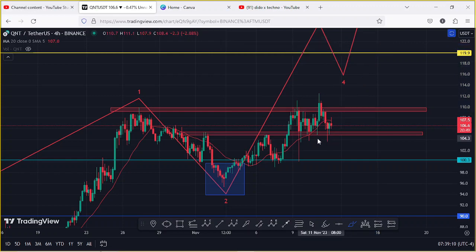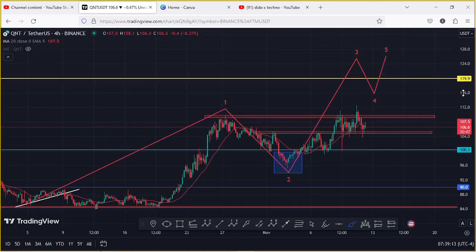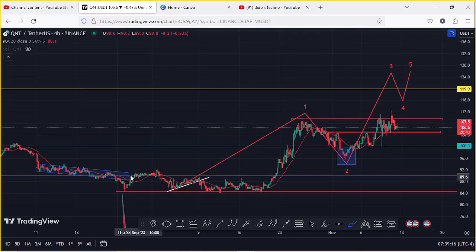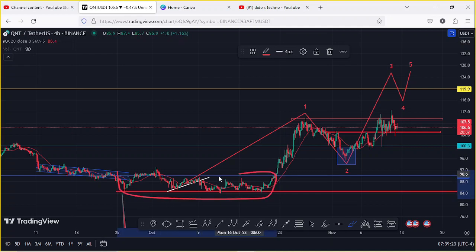QNT continues to obey the Elliott wave structures also, where you can see that after getting our significant low down here at around the $84.5 mark, we saw this massive breakout to the upper side, breaking above significant areas of resistances in a move that gave us a high above the $110 mark, completing the formation of this Elliott wave count 1 to the upper side.